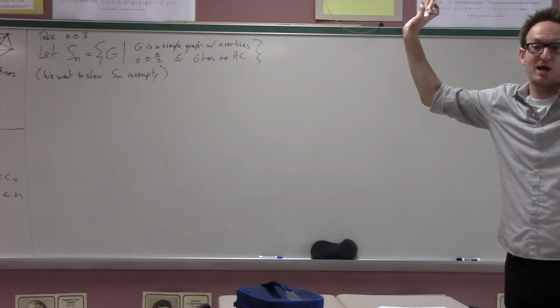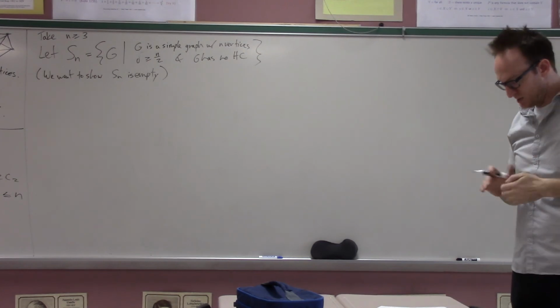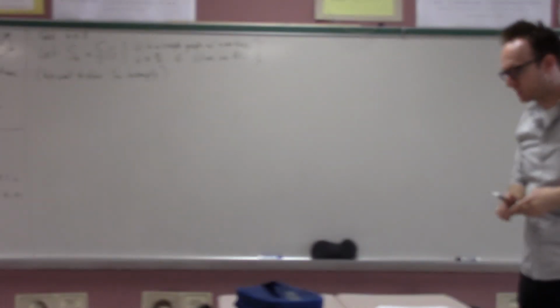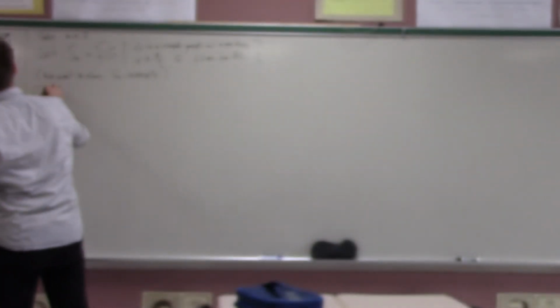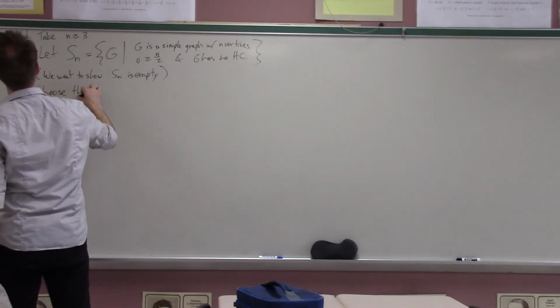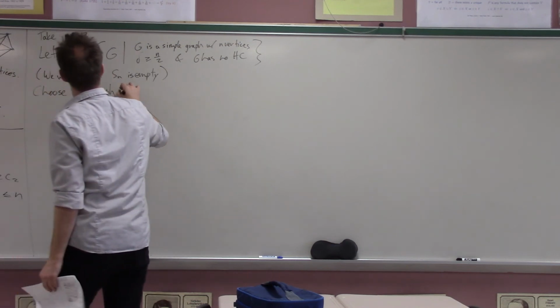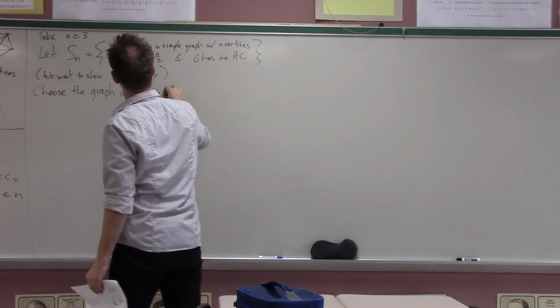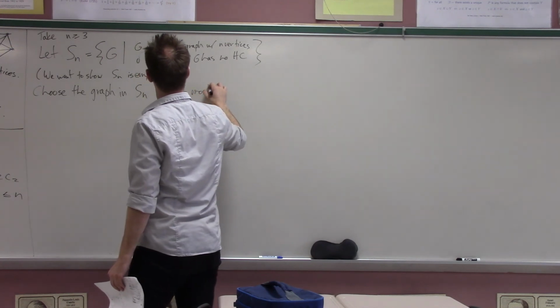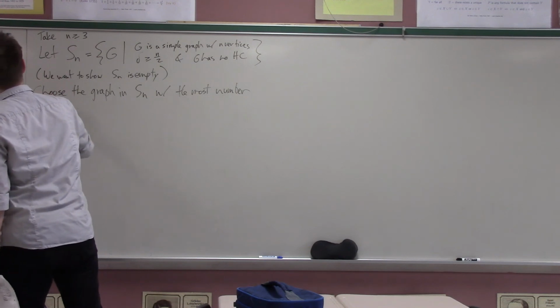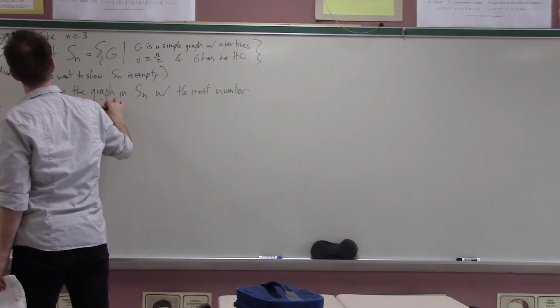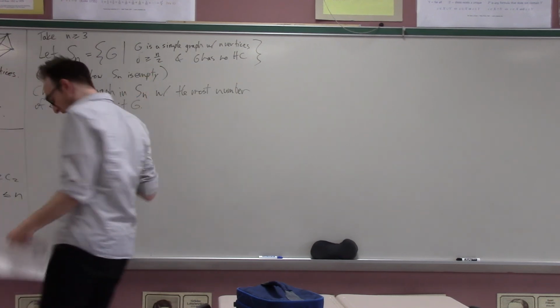Also, there are only a finite number of possible graphs given n vertices that you could have. So this is a finite set. Within this set, choose the graph in S sub n with the most number of edges, and call it G.